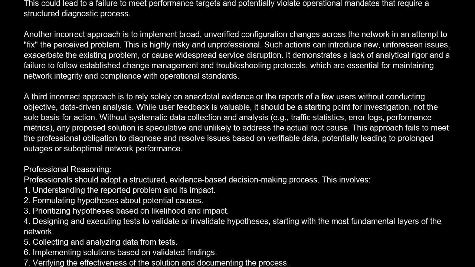Professional reasoning. Professionals should adopt a structured, evidence-based decision-making process. This involves: 1. Understanding the reported problem and its impact. 2. Formulating hypotheses about potential causes. 3. Prioritizing hypotheses based on likelihood and impact. 4. Designing and executing tests to validate or invalidate hypotheses, starting with the most fundamental layers of the network.